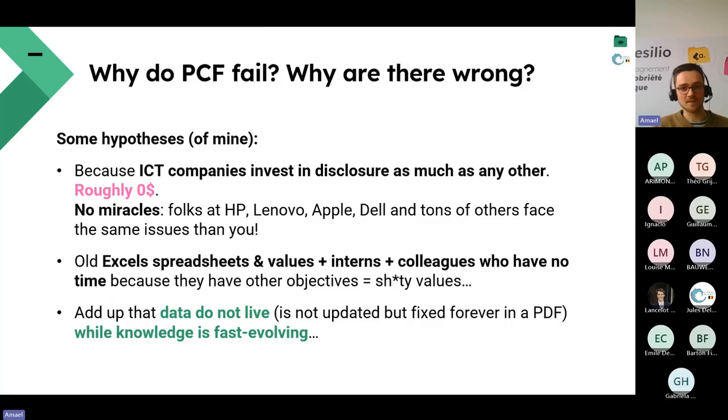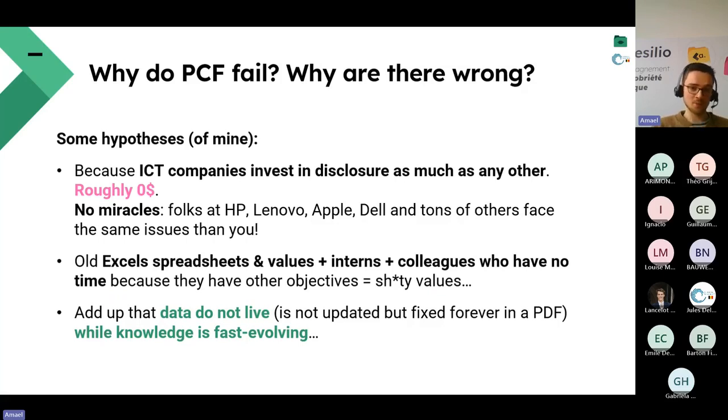The manufacturers face exactly the same problems as any person working in sustainability in any industry. They work with Excel spreadsheets, with interns because we don't want to pay full-time jobs, and colleagues who have other things to do on their time, with no objective on sustainability. So in the end, we cannot make miracles. Garbage in, garbage out. And that's probably what explains the most: there is an organizational issue in how we made this information, because it should be more accurate. PCF should be more accurate than the parametric LCA, but currently this is not the case.